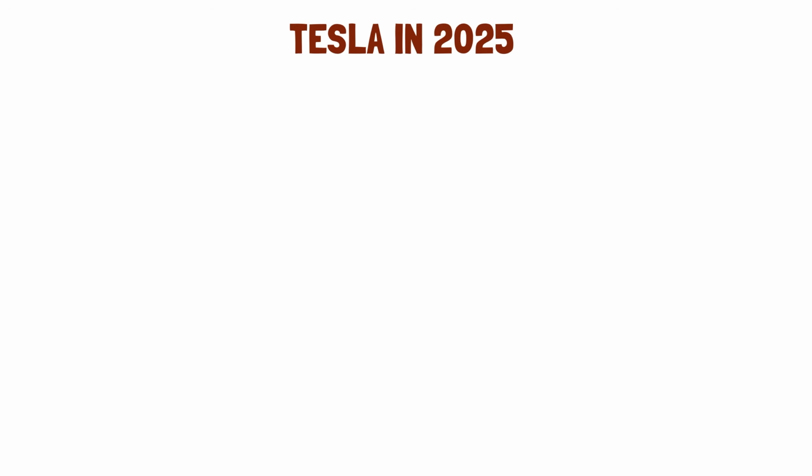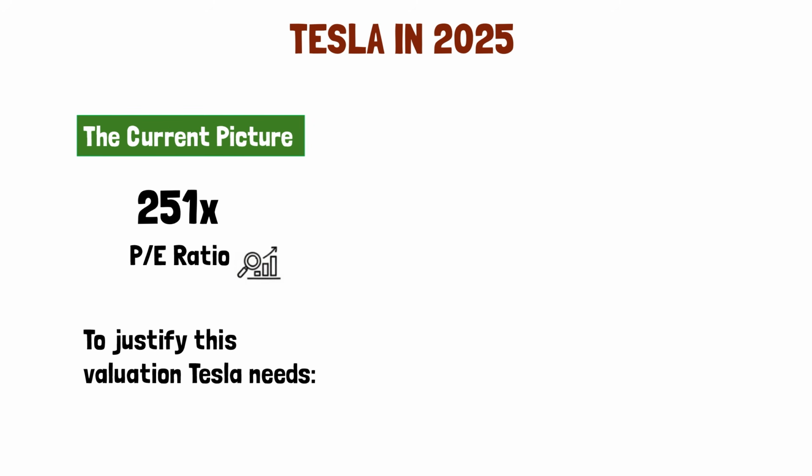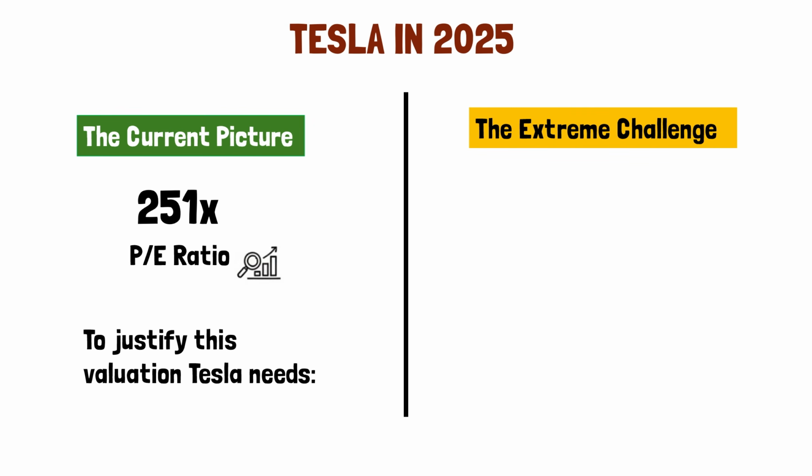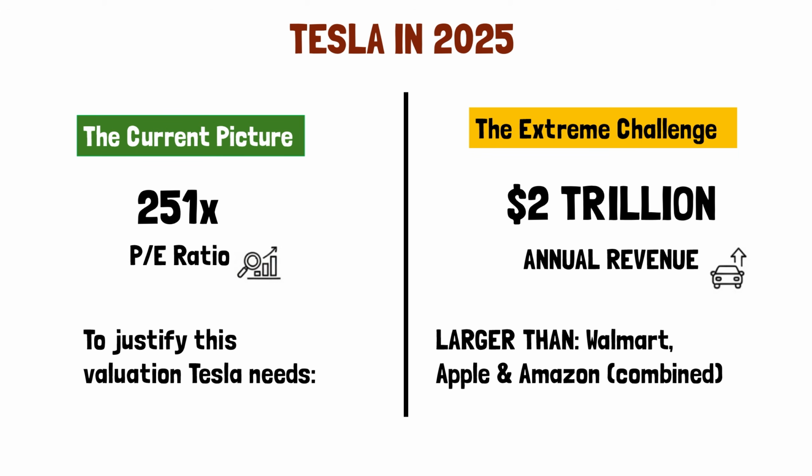Take Tesla for example. At the time of this recording in October 2025, it had a PE of 251. For investors to reasonably get their money back at this price, Tesla will need to achieve roughly $2 trillion in annual revenue, more than half the entire global automotive industry. Tesla will need to become larger than Walmart, Apple, and Amazon combined. It can happen, but the probability is extremely low.